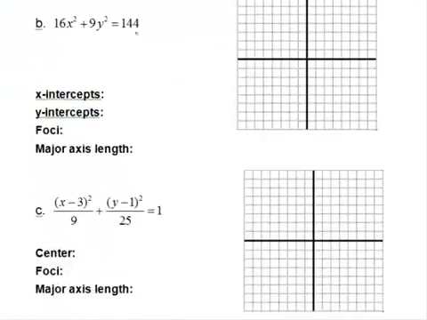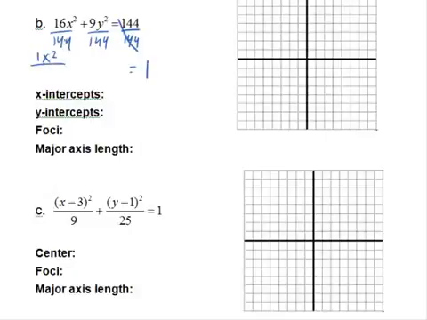All right, this example is not set equal to 1, so we have to divide by 144. And if you divide one side, you have to divide the other side. So this cancels. We get 1 equals. 16 goes into 16 once, so we have 1x squared. 16 goes into 144 9 times. 9 goes into 9 once, so we just get y squared. 9 goes into 144 16 times, so this is our standard form.